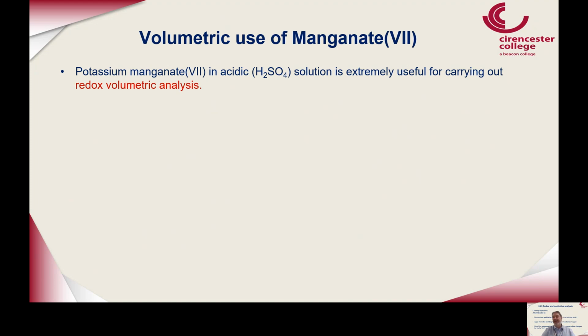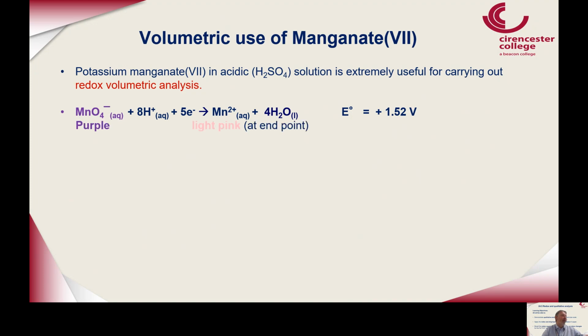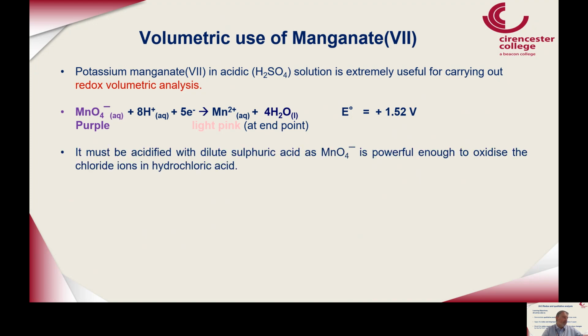Okay, to analyze the amount of iron in iron tablets, so it's a redox volumetric analysis. We've got this electrode potential, and because it's so positive, it's highly likely that the manganese in the manganate will be reduced. At the end point it goes light pink, because the purple color disappears until you've reacted everything you're reacting it with.